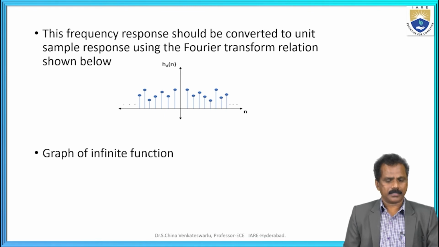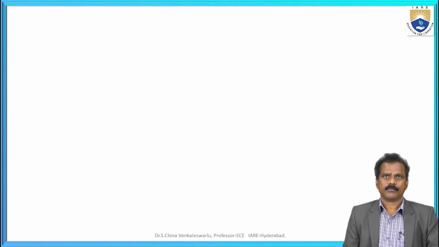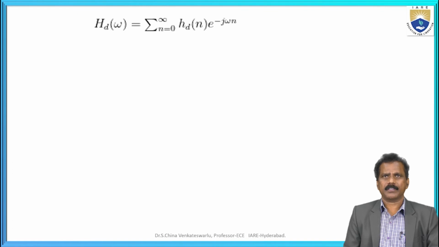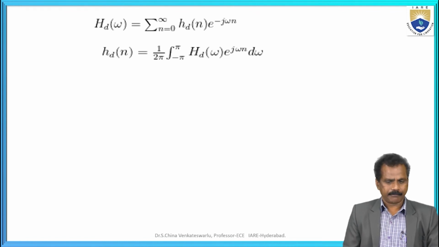Okay, with this graph of the infinite function, H_d(omega) is equal to the summation, n equal to 0 to infinity, of h_d(n) e power minus j omega n, and h_d(n) is equal to 1 by 2 pi times the integral from minus pi to plus pi of H_d(omega) e power j omega n d omega.